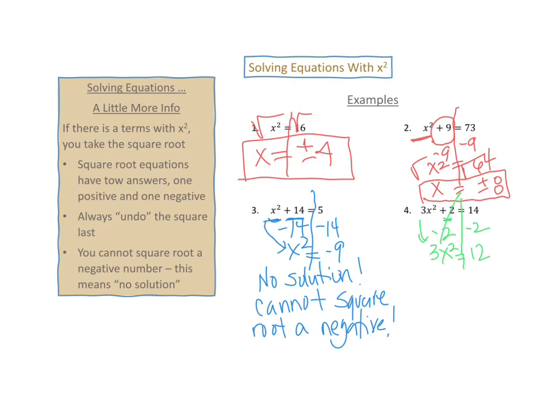Now remember, your square root is the last thing you do. So before I do that, I have to remove this 3 that's in front of the x squared. What that says in math terms is 3 times x squared, so the opposite of multiplication is division. Now I have x squared equals 4. And now I can square root each side. Weird as it seems, it's legal in math.